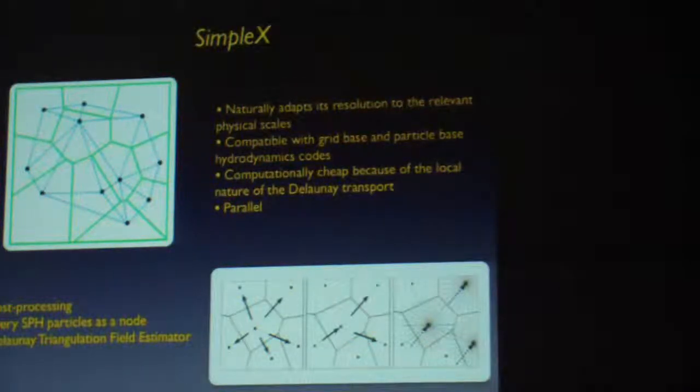So, main topic. So, SimpleX. SimpleX is the transport algorithm developed in Leiden and presented for the first time by Kjartan Kruip and Vincent Icke. I'm trying to explain their hard work.